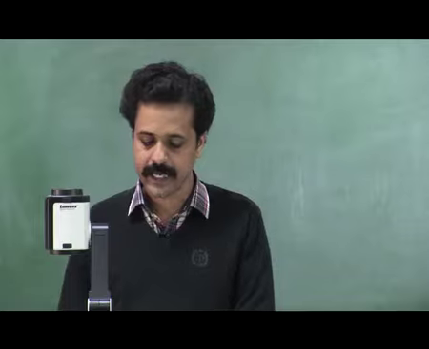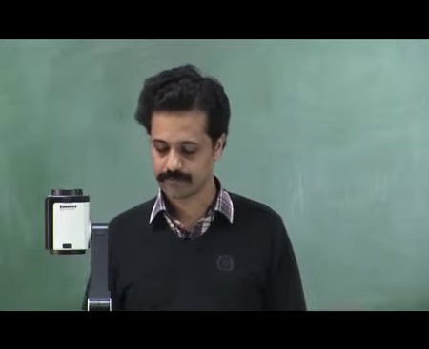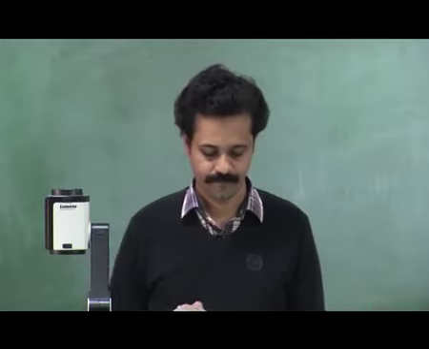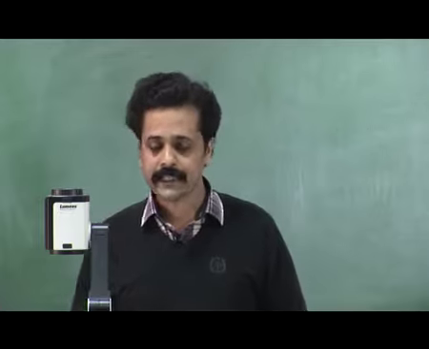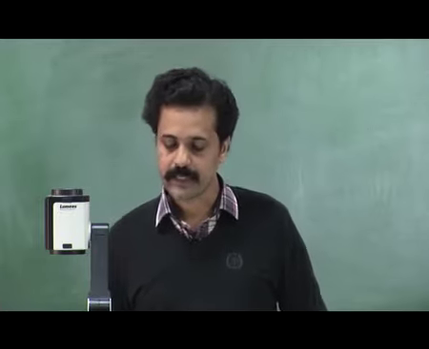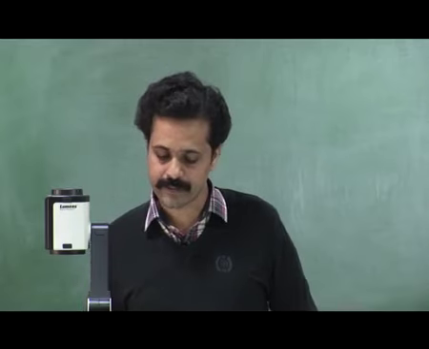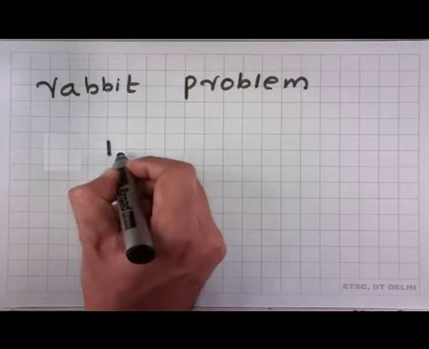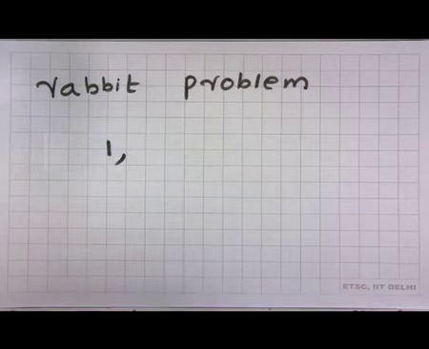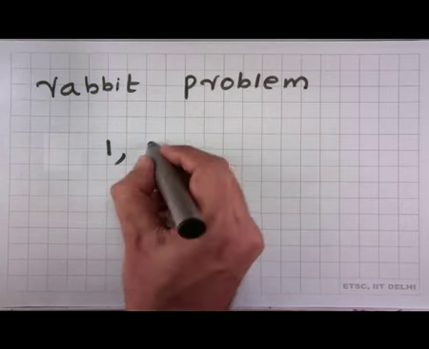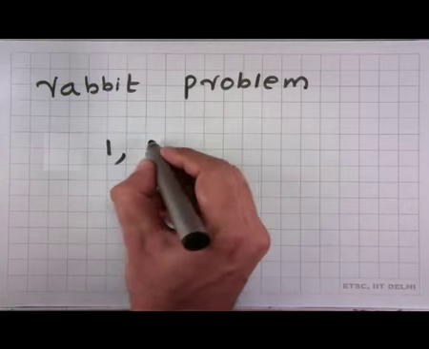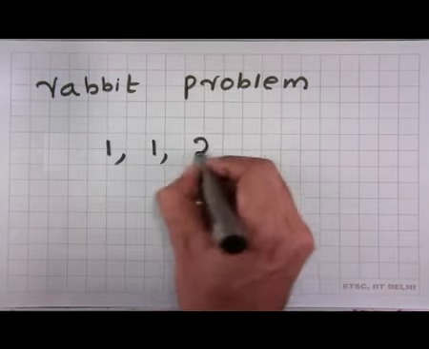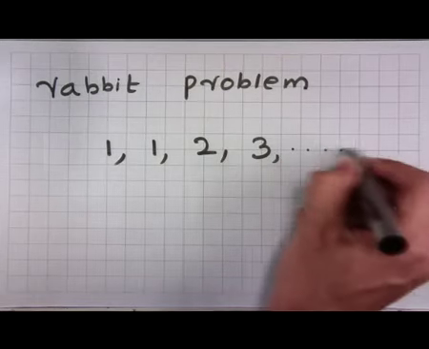If you recall the examples we started with, more specifically the rabbit problem, you can see that we have listed some terms of the sequence. At the end of 1 month, the total pair of rabbits available in the field is 1. At the end of 2 months, the total pair of rabbits available in the field is again 1, and then 2, 3, and so on.